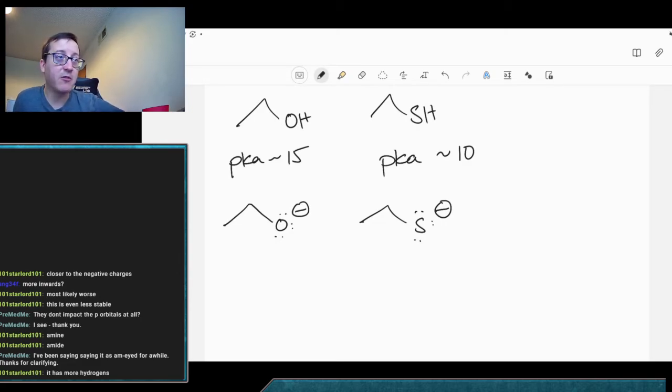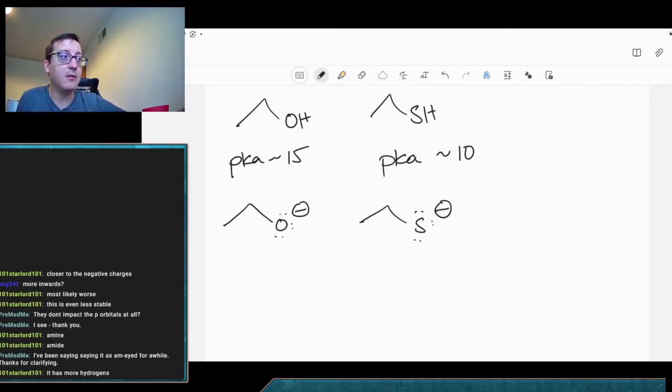They both have a negative charge, so no difference there. But let's think about these in terms of their characteristics as atoms. What's the main difference between sulfur and oxygen? Physically speaking. We know that oxygen is more electronegative than sulfur is, right?